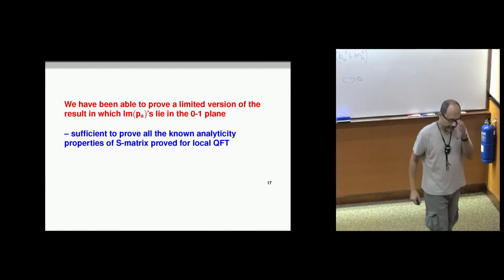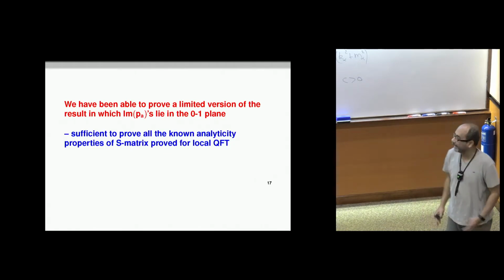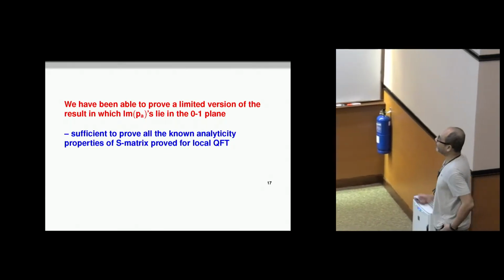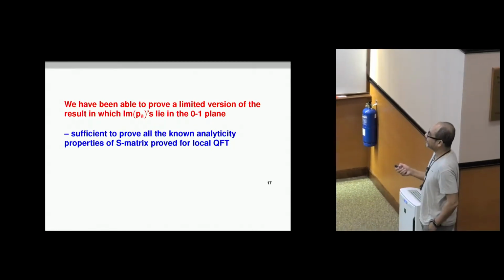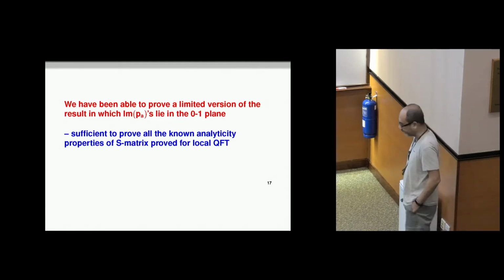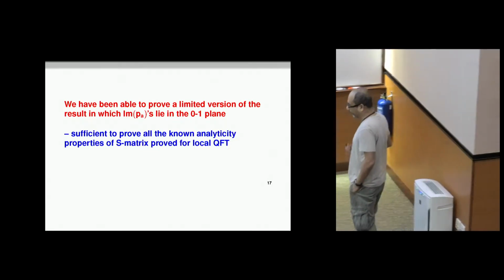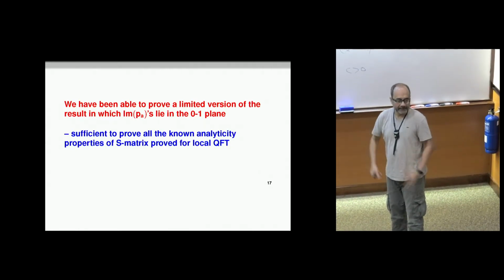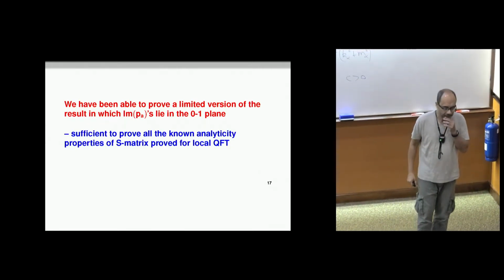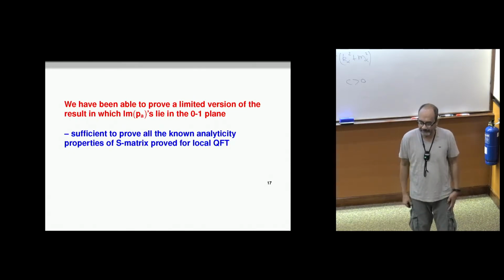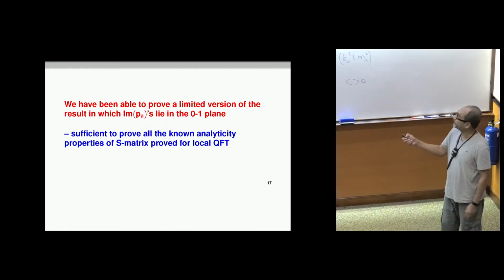Now this may sound like a strong restriction, and indeed it is a strong restriction. However, this is sufficient to prove all the known analyticity properties of the S matrix that were proved for local quantum field theory. Basically the point is that while we know that the Green's function has this big primitive domain of analyticity, as far as I know, nobody has been able to make use of that big domain of analyticity outside this two-dimensional plane.